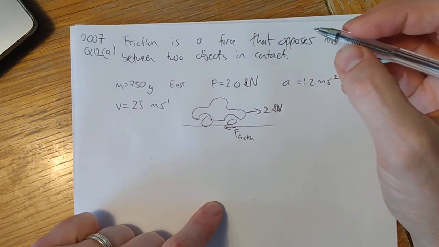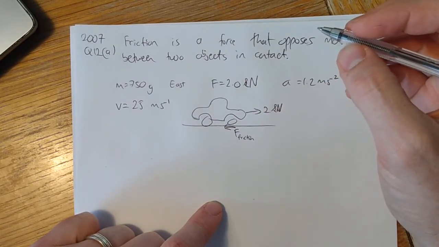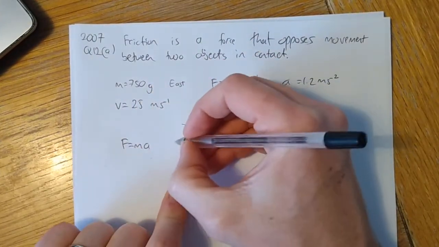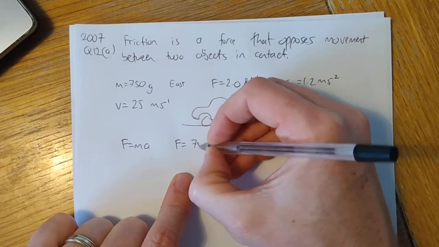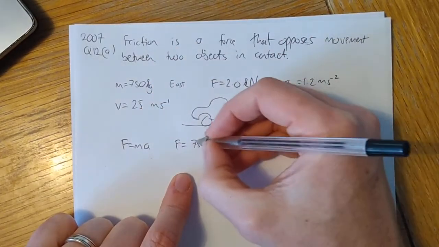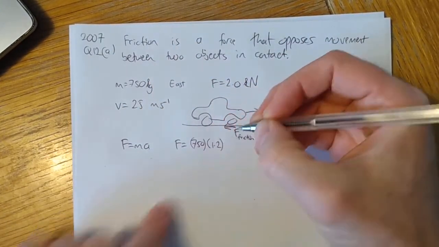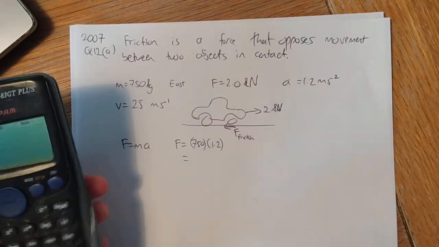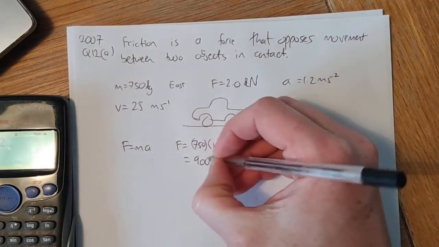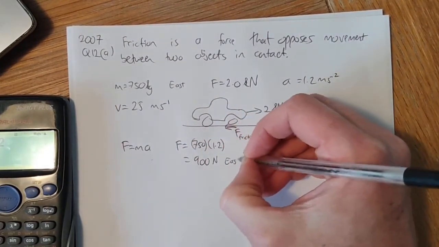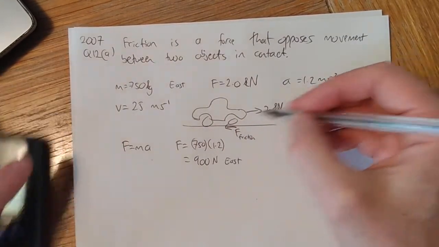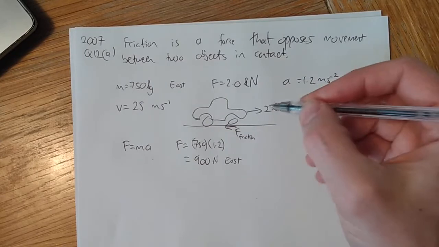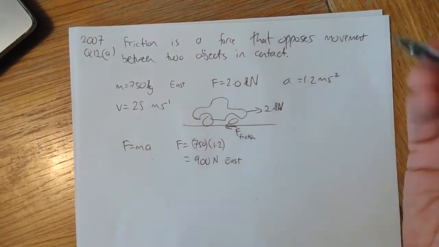Okay, so we know the acceleration, right? We can use F equals ma here. The force is going to equal 750 kilograms multiplied by 1.2 meters per second squared. 750 times 1.2 gives me 900 newtons east. That's the net. So overall it's 900 newtons forward. So that means there must be the force of friction acting on the car.